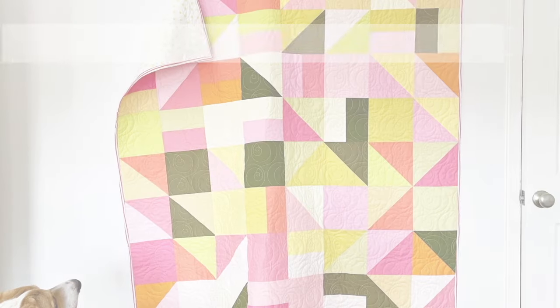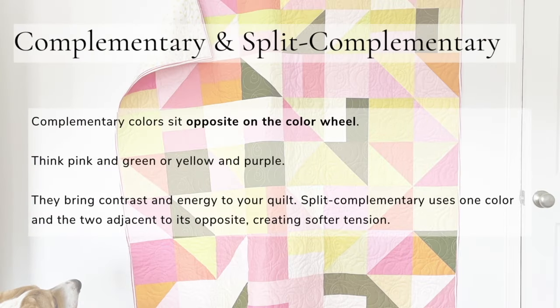Next, we have complementary and split complementary. And so complementary colors sit opposite of one another on the color wheel. So think pink and green, yellow and purple, and they really bring some contrast and energy to your quilt. Split complementary uses one color and then the two adjacent to its opposite, creating a little bit of a softer feel.